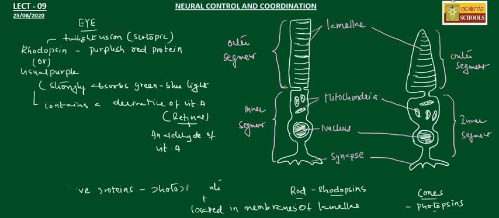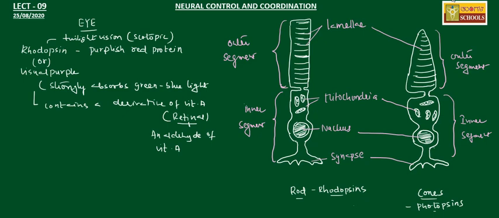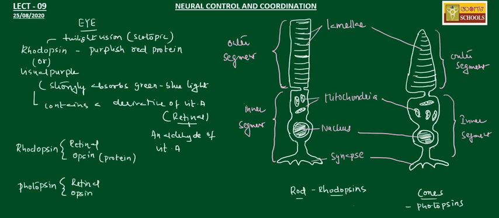Now coming to the cones. As I mentioned, in the lamellae they also have the photopigments, which are photopsins. The photopsins also contain retinol and opsin. In the case of rhodopsin also they have retinol and opsin. This opsin is a protein, and in the case of photopsins also they have retinol and opsin.